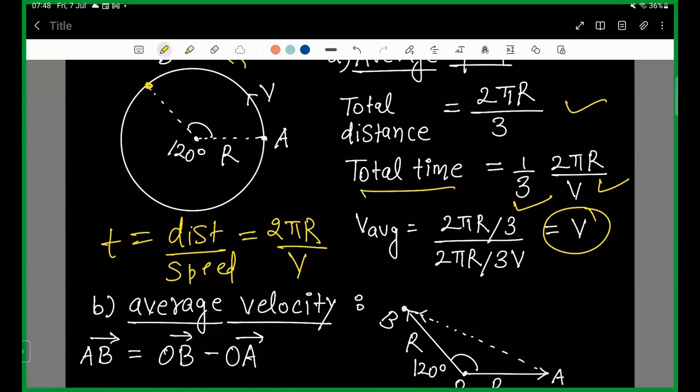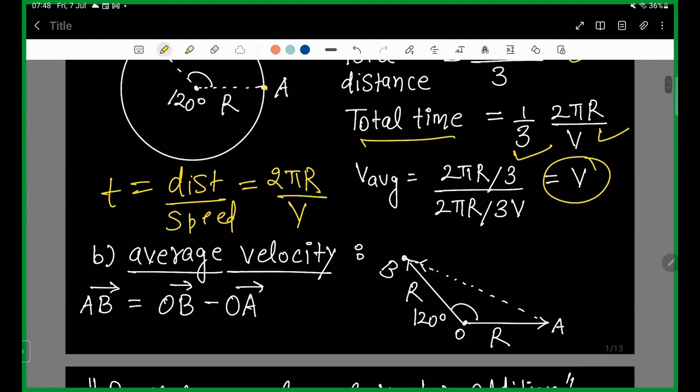So we have moved from A to B. Fine. So let me redraw this diagram here. So we go from A to B. What is our total displacement? The formula for average velocity is total displacement upon total time. So what is our total displacement? So we have gone from A to B.